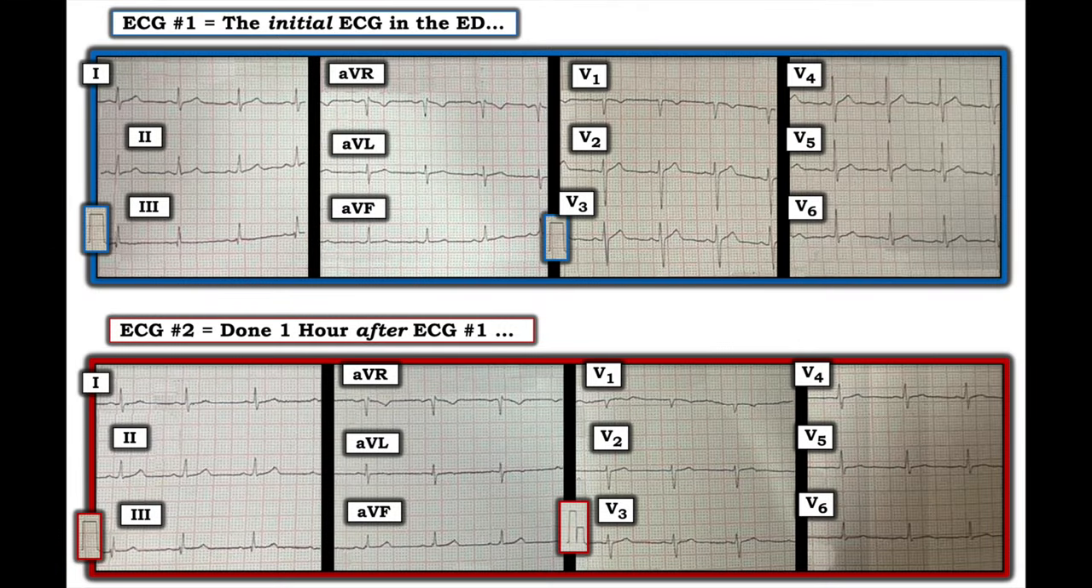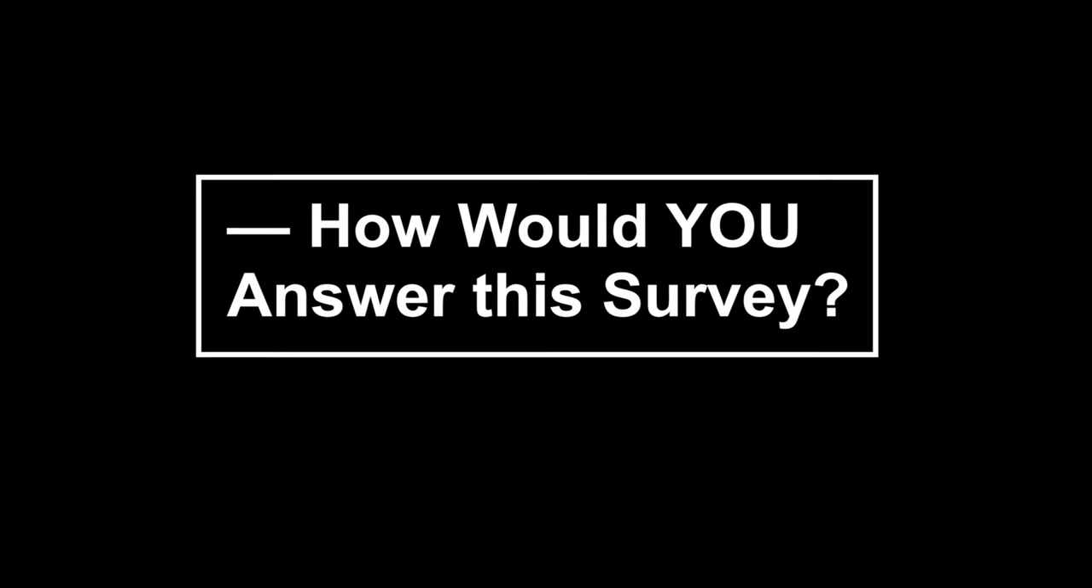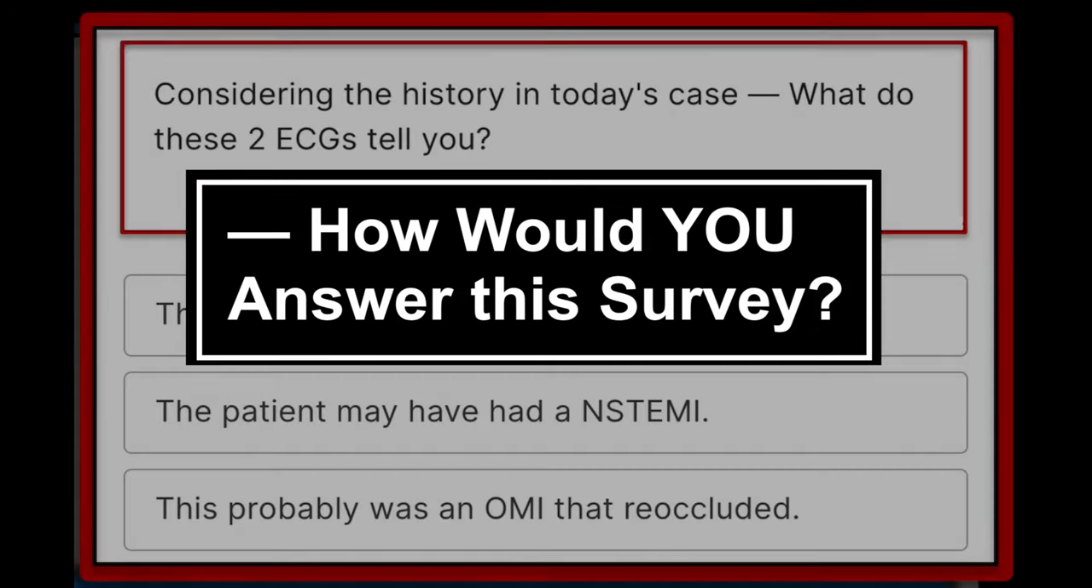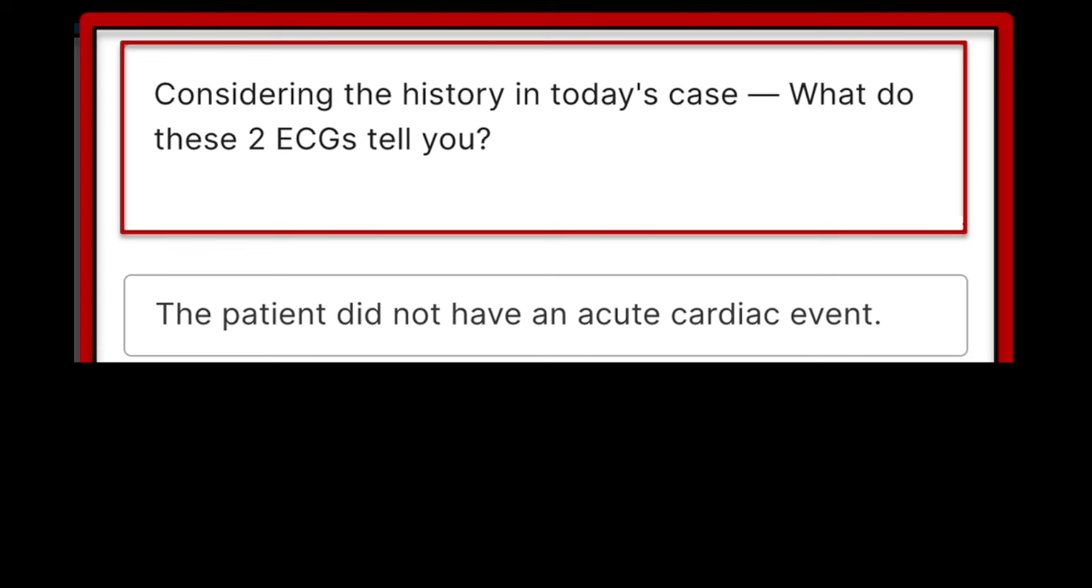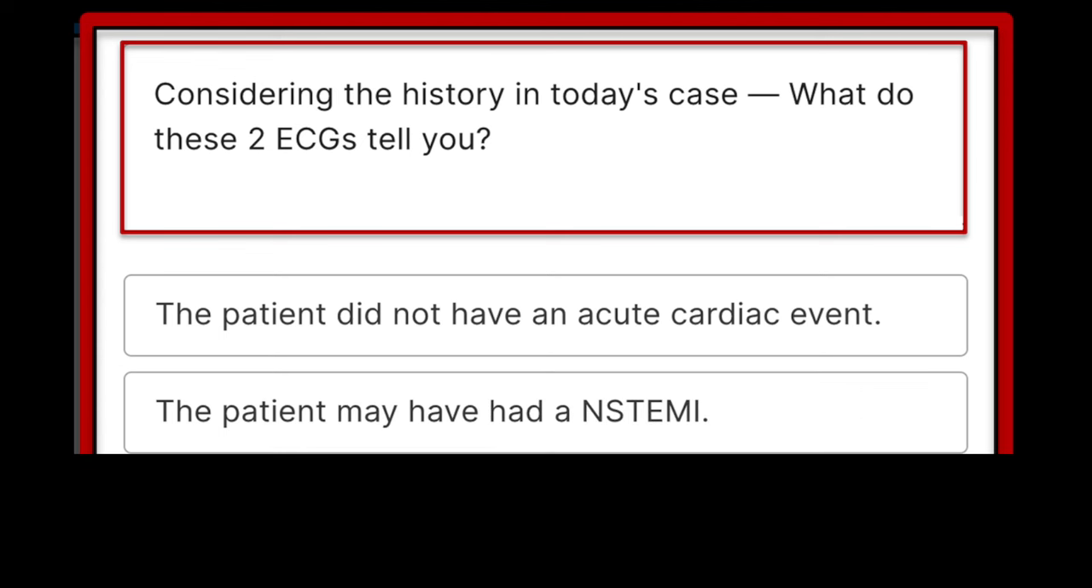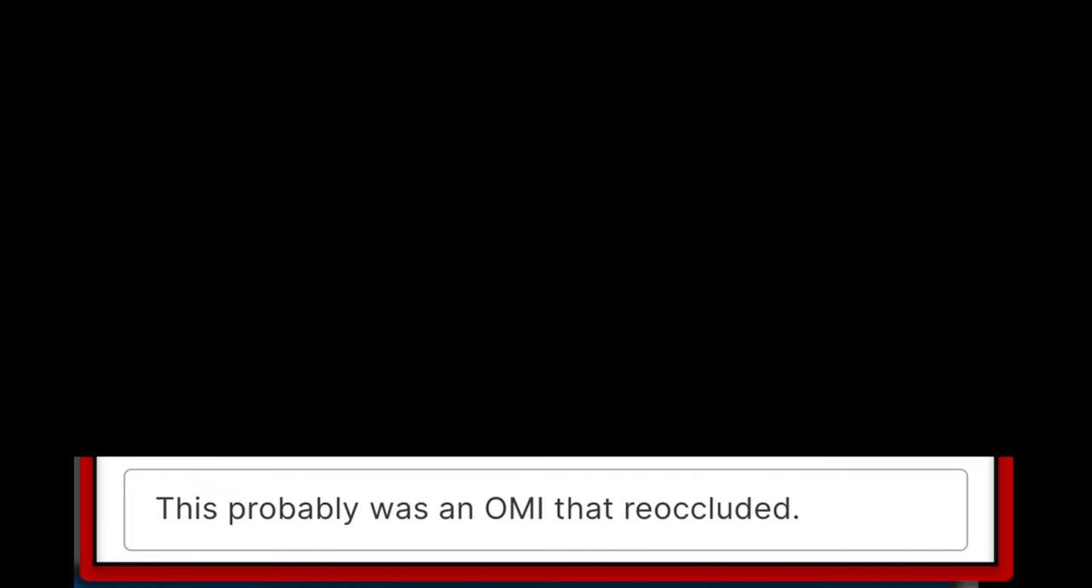So how would you interpret these two tracings, serial tracings, that I'm showing you here? Why did the patient die? Considering the history, what do these two ECGs show you? Number one, that the patient did not have an acute event. Number two, that the patient may have had an NSTEMI, a non-ST elevation myocardial infarction. Or three, that this probably was an OMI that reoccluded.